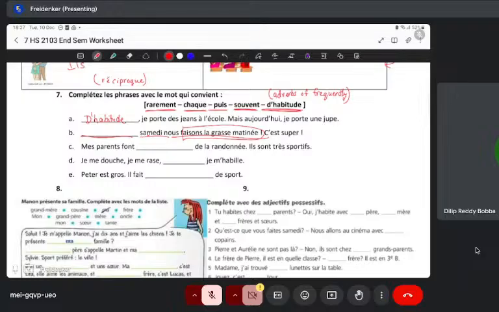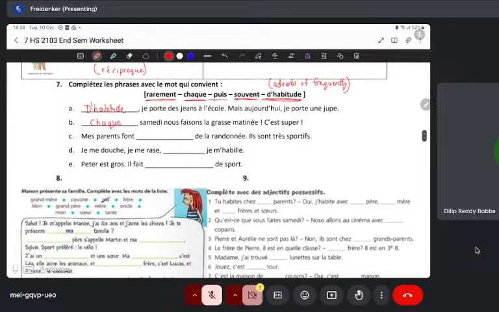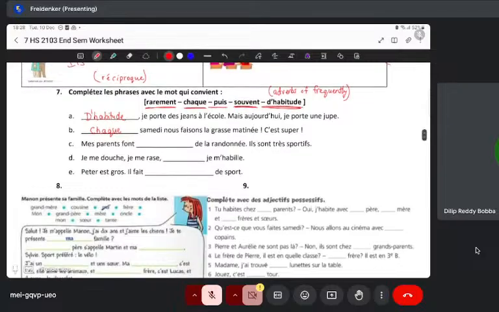So what do you think comes here? Dash Saturday. I think the only thing that would come here is every Saturday. You can't say then Saturday, often Saturday, rarely Saturday. So every Saturday. So the answer is toujours. Every Saturday we sleep in. C'est super. They feel nice about it. Every Saturday they just sleep and they wake up late.